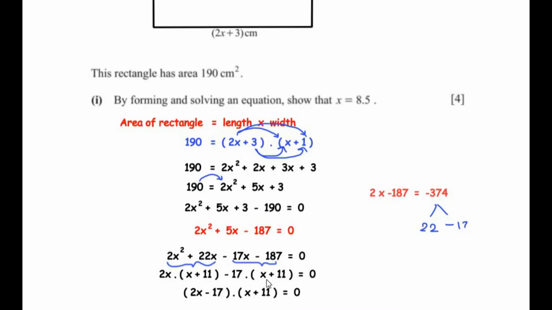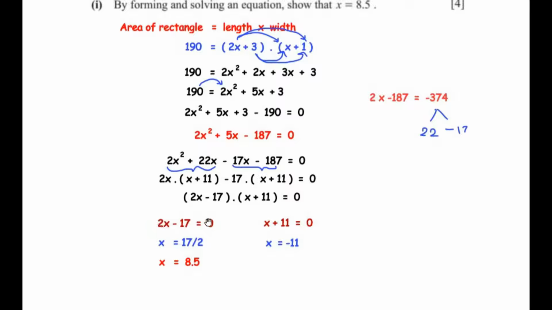Now let us equate each factor equal to 0 independently. So we have written here 2x minus 17 equal to 0 and x plus 11 equal to 0. Now taking 17 on the other side of equal to sign, we get 2x is equal to 17 or x is equal to 17 over 2. And for the second value of x, let us send 11 on the other side of equal to sign. So we get x is equal to negative 11.